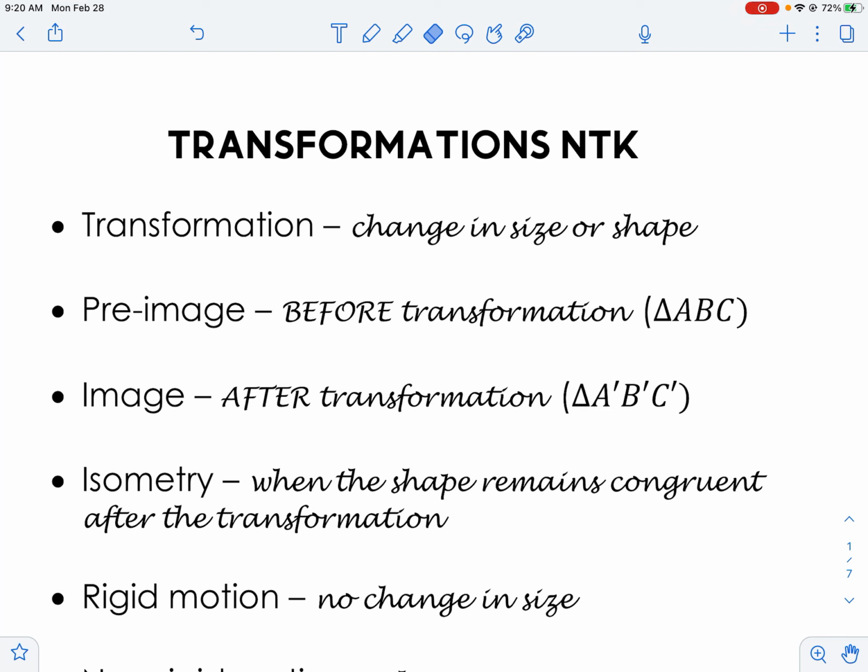Now, a pre-image is what we call our image before the transformation. So that would be the original one. Think of it like your original. It's before we transform it. And the image is our shape after the transformation.